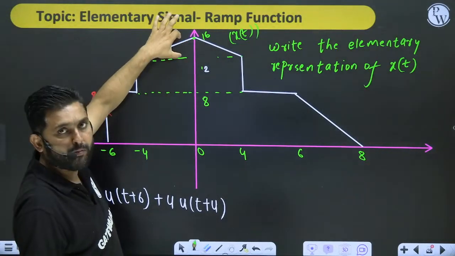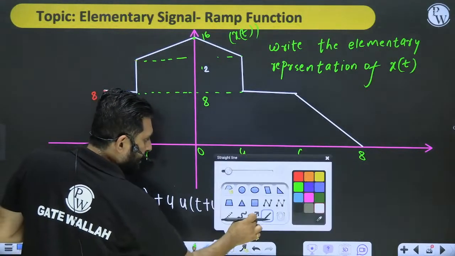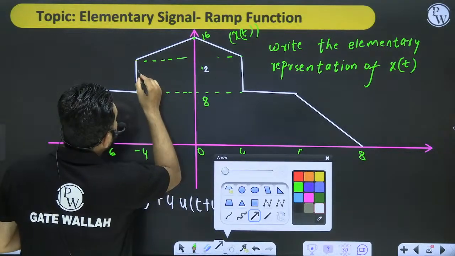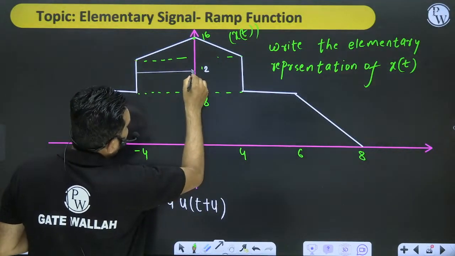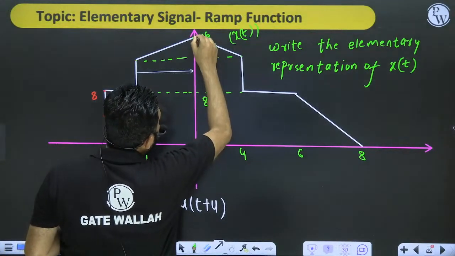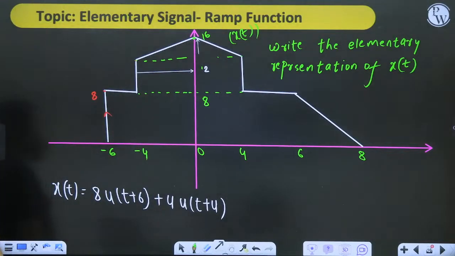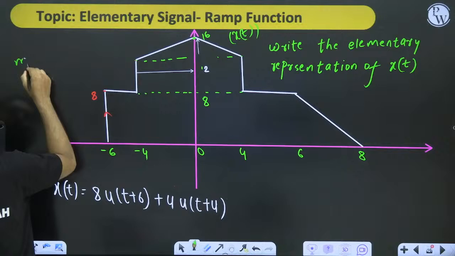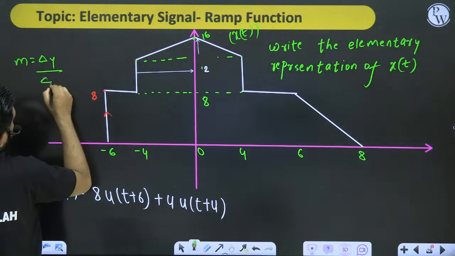Let's find out the slope of this one. See, the x-axis gap I know. This is the x-axis gap, from here to here. And the y-axis gap is from here to here. So what is the slope? Slope m is delta y over delta x.